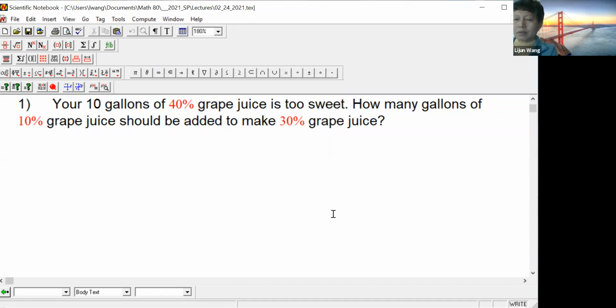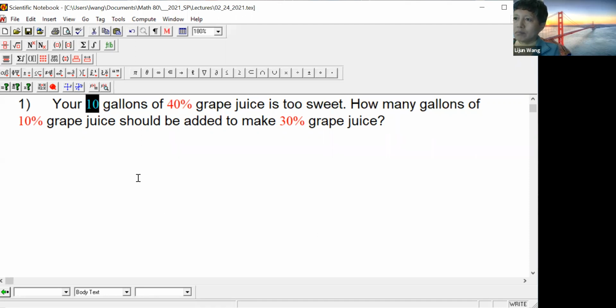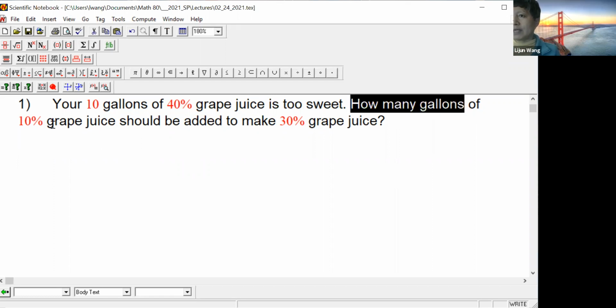So how do we work this out? Of course you can just pour it in, but we're talking about the algebra way. If we get the right amount, that will ensure 30% grape juice, and it's not too sweet. So once again, we're going to analyze this question and see how we can discover how many gallons of 10% grape juice.